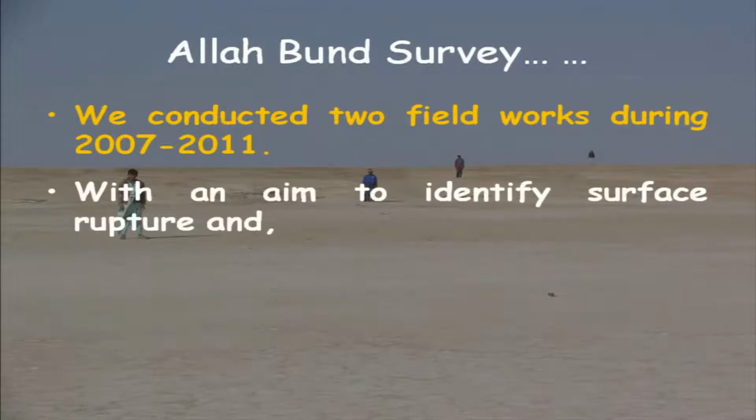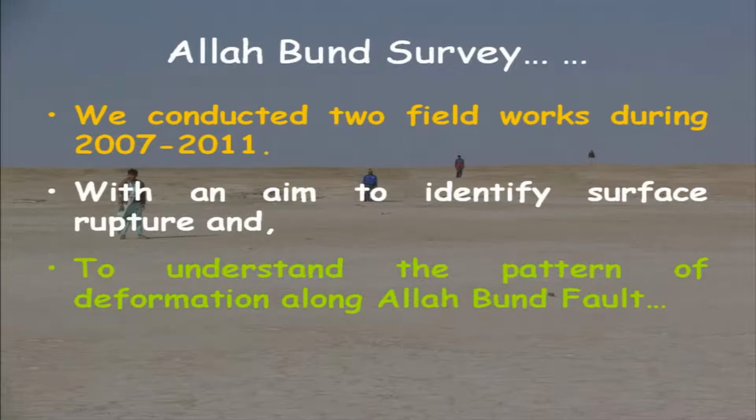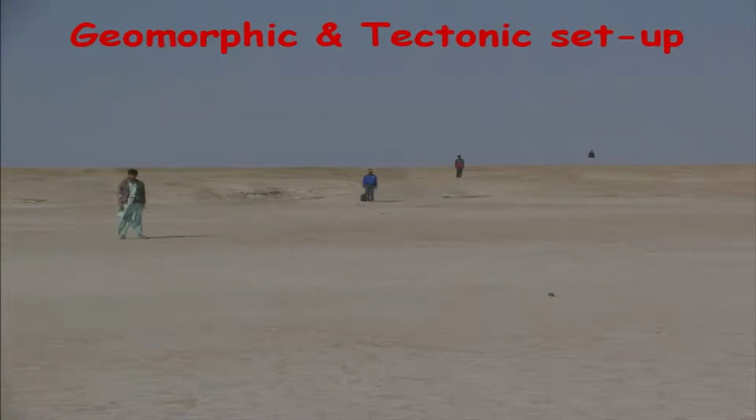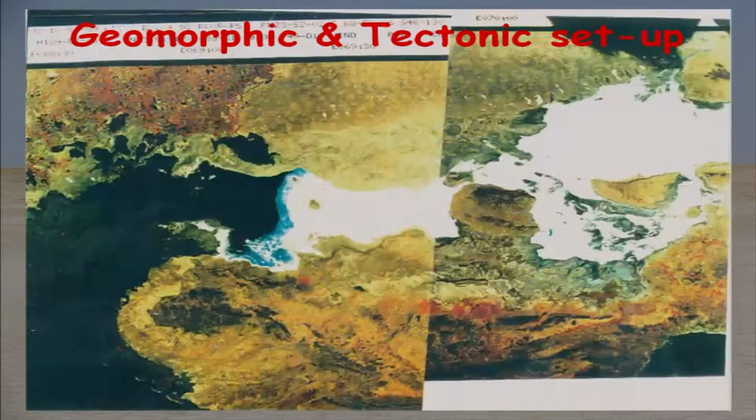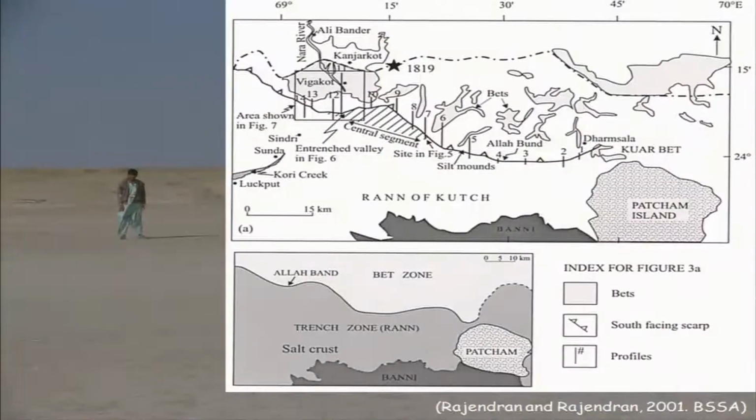So coming straight away to the element, we conducted the field work in 2007 and 2011 with an aim to identify the surface rupture. The idea behind this was to understand the pattern of deformation on the element, and of course this should be connected to why the landscape got changed and why the people were being forced to move from that area. So this we have already discussed.